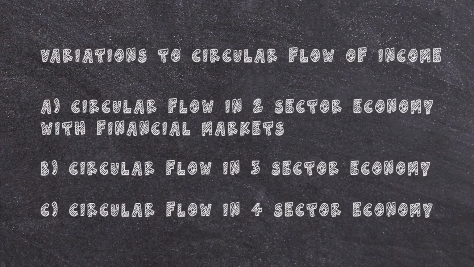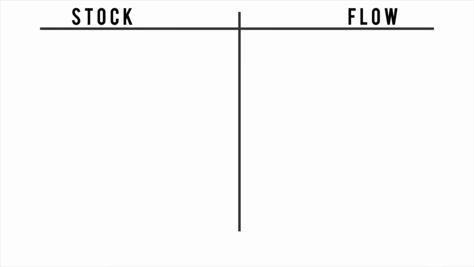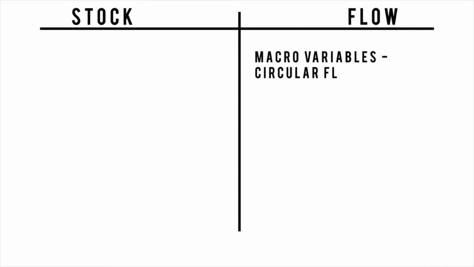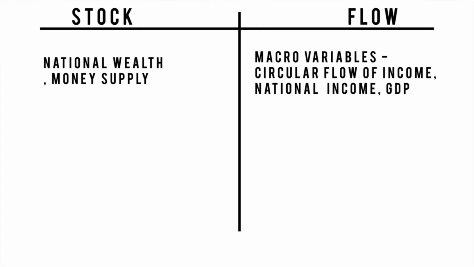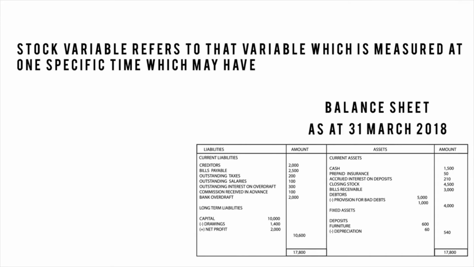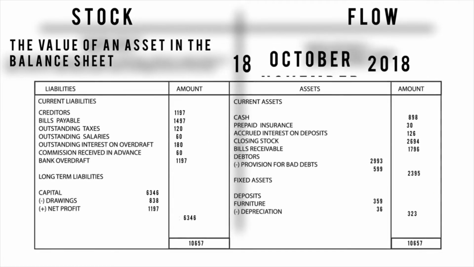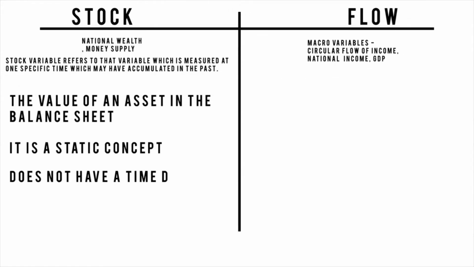Before proceeding with variants of circular flow of income, let's understand the concept of stock and flow. These are recurring terminologies in macroeconomics. Some of the macro variables, such as circular flow, national income, GDP etc., are flow concepts, while others, such as national wealth and money supply, which is the money in circulation, are stock concepts. A stock variable refers to that variable which is measured at one specific time, which may have accumulated in the past. For example, the value of an asset in the balance sheet during a particular year. It is a static concept, which indicates it does not have a time dimension.